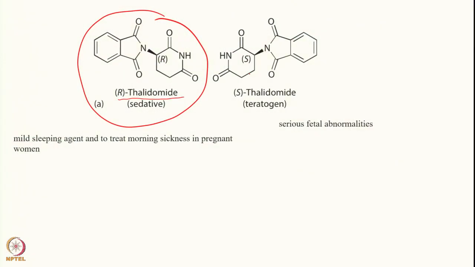Later on they found out that this is because this compound exists in two configurations, R or S. The R is the actual sedative, but if you do not purify it and you give the S version of thalidomide, it causes serious fetal abnormality. So, not only identifying the compound is important, but identifying the correct configuration of this compound is very important if you want to take it as a drug.